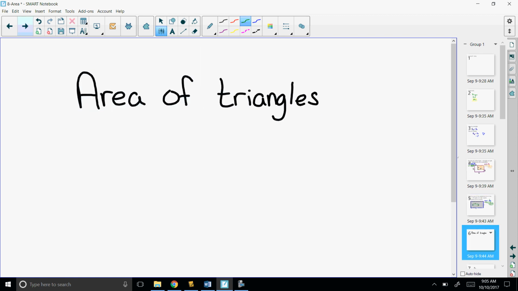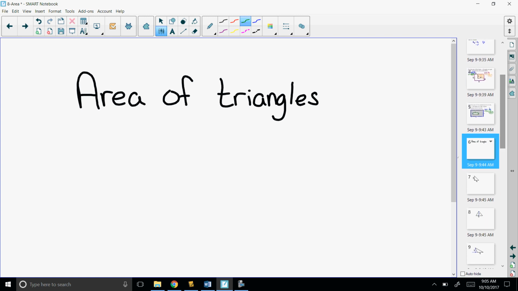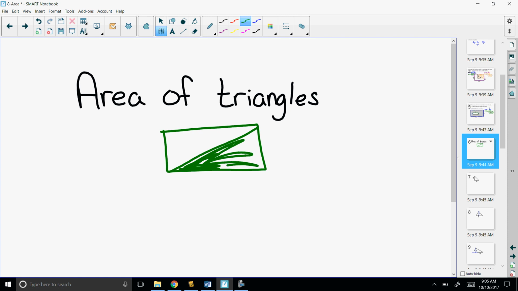Now I have a triangle. When I talk about the area of triangles, if I were to take a rectangle, what happens if I split it in half? What do you get? You get two triangles, where the area of just one of them is how much of the area of a rectangle? Half.